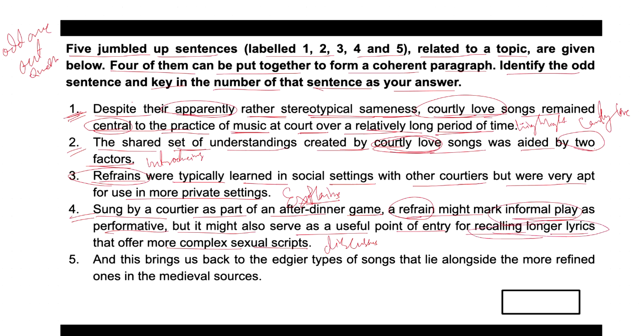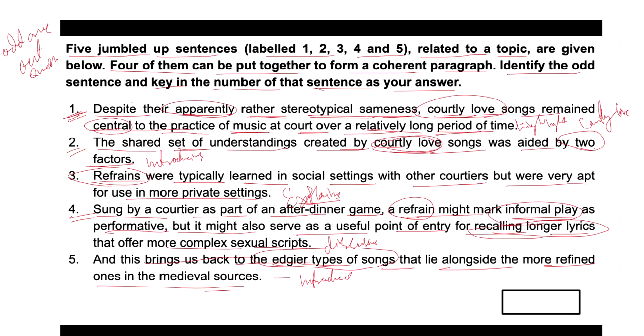The refrains. Now, sentence 5 stated, and this brings us back to the edgier types of songs that lie alongside the more refined ones in the medieval sources. In that case, sentence 5 introduces the concept of edgier types of song, in contrast to the refined courtly love song, isn't it? In that case, you find out there are two types of songs. One is called courtly love songs, and another one is the edgier type of song.